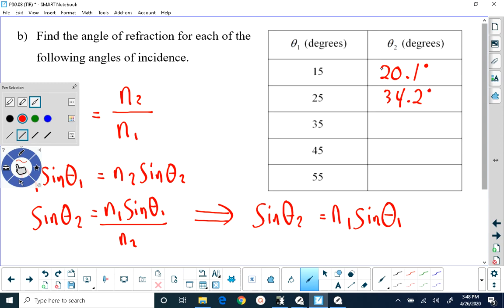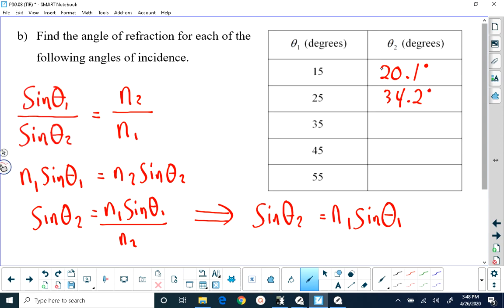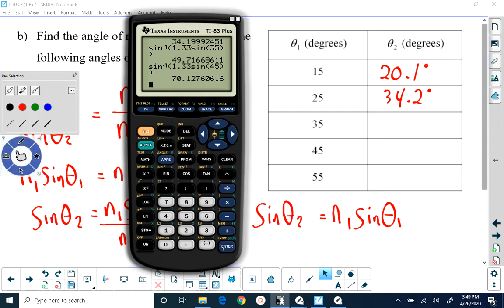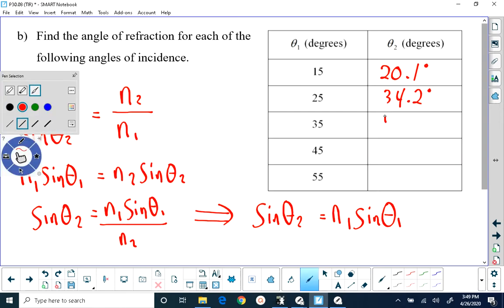You'll notice that the angles of refraction are indeed bigger than the angles of incidence, which means it refracts away from the normal. Continuing on, we'll do the 35 and the 45. At 35, we get about 49.7, and at 45, we get 70.1. So 49.7 and 70.1. And now we're going to do it for 55 degrees.